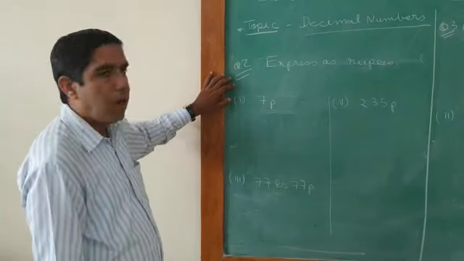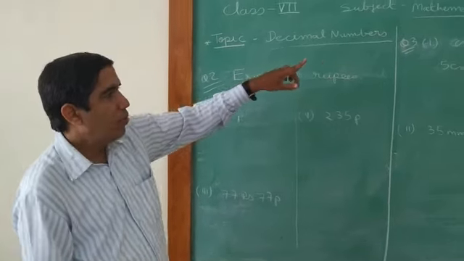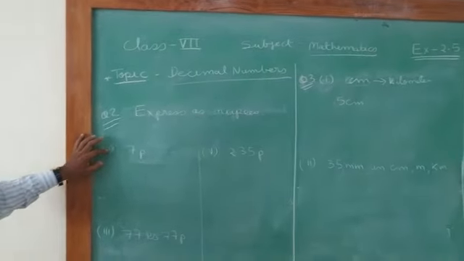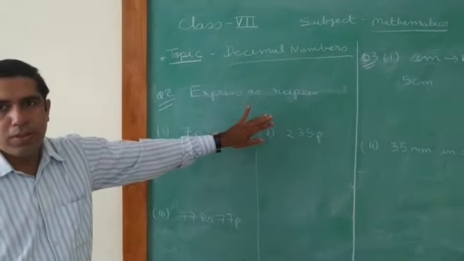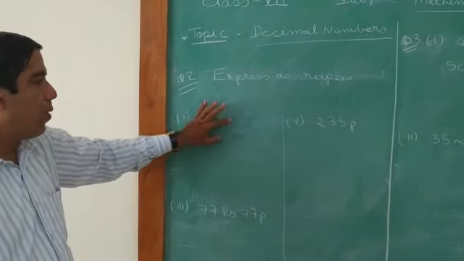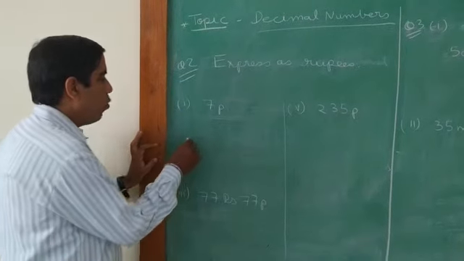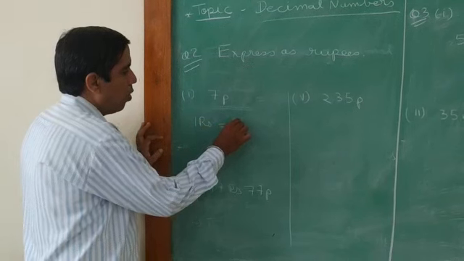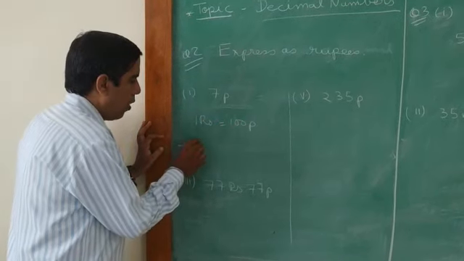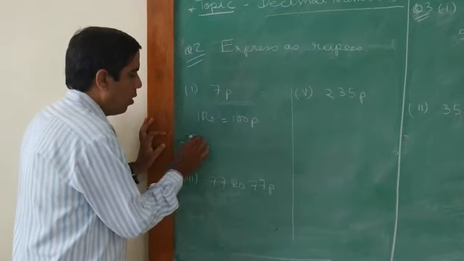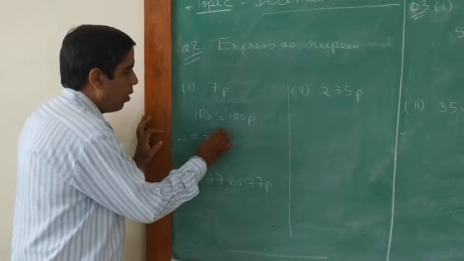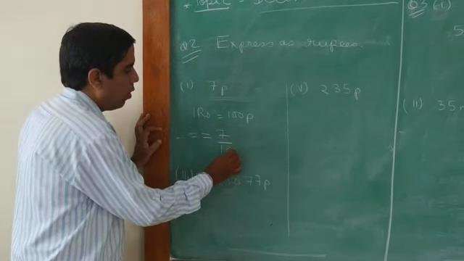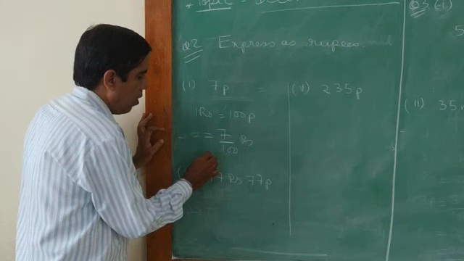Now start with question number 2 of exercise 2.5. You can see it is given, express as rupees. So we have to convert this 7 paisa to rupees. We know the relation 1 rupee is equal to 100 paisa. So I am going to write like this: 7 paisa is equal to 7 by 100 rupees.